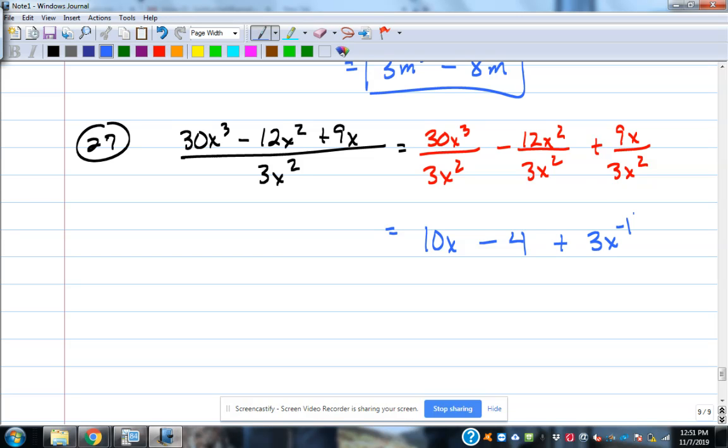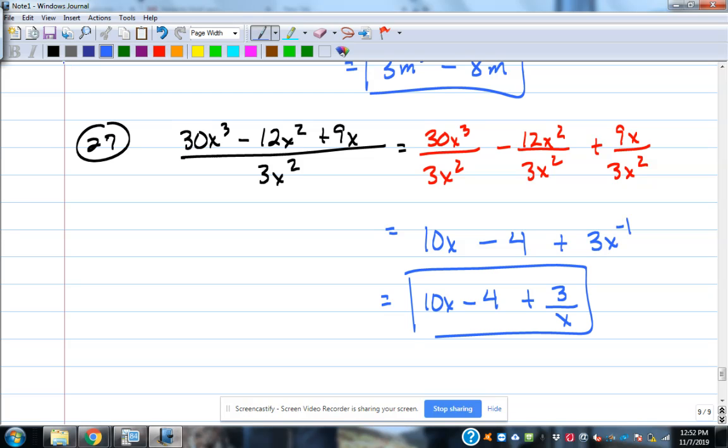3x to the negative 1. Can we leave a negative exponent in our problem? Is that in descending order? Yeah. All right, so biggest power of x. Positive 1. That's in the front. That's a 0. And that's a negative 1. So it is biggest to smallest. It just looks weird. So let's fix it so that the negative exponent's not there anymore. So that would be 10x minus 4 plus what? 3 over x.